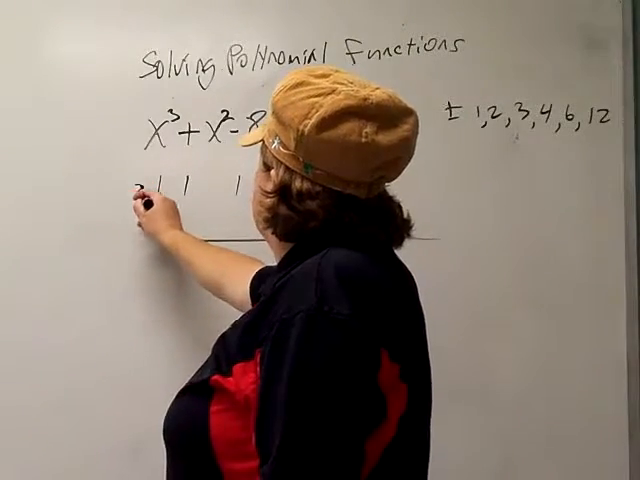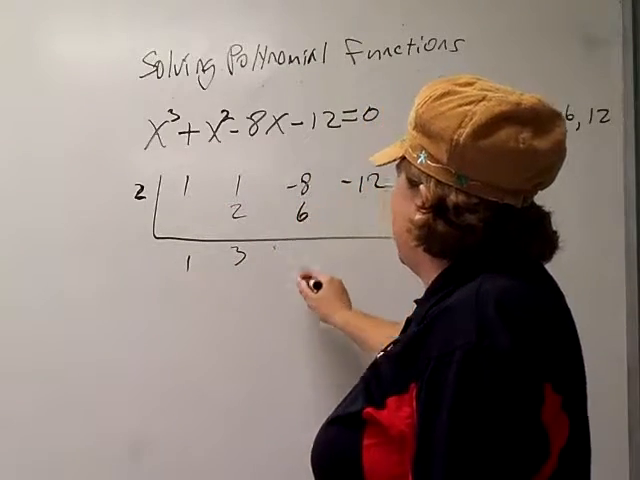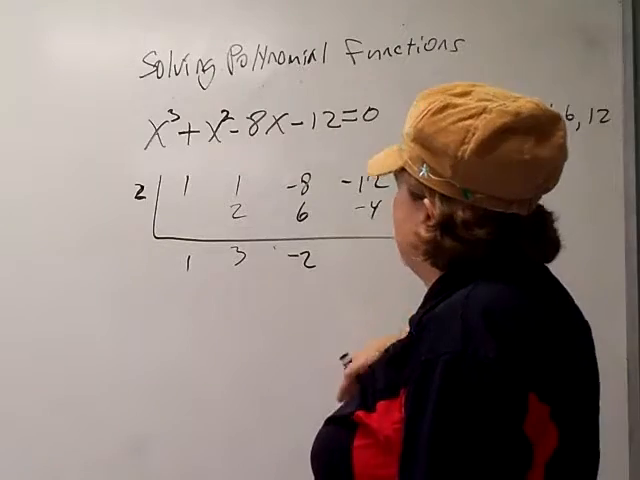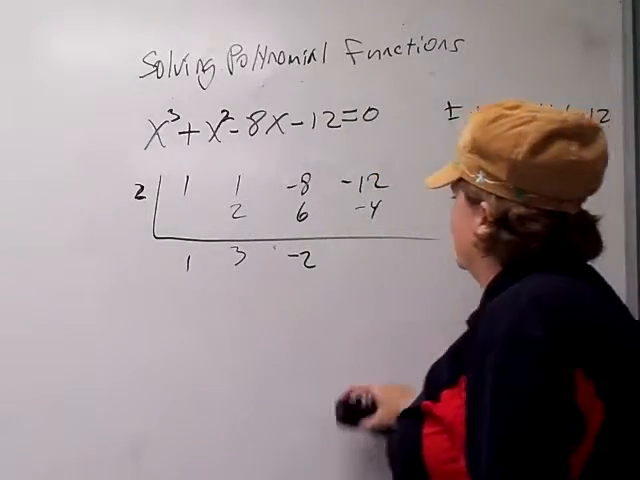If I try 2 there, drop my 1, 1 times 2 is 2, I add and get 3, 3 times 2 is 6, I add and get negative 2. Negative 2 times 2 is negative 4. That gets me negative 16, not 0. So I know that 2 is no good. Okay?